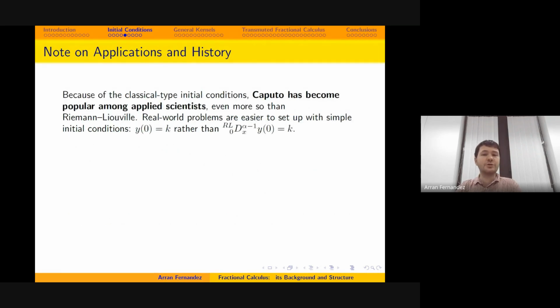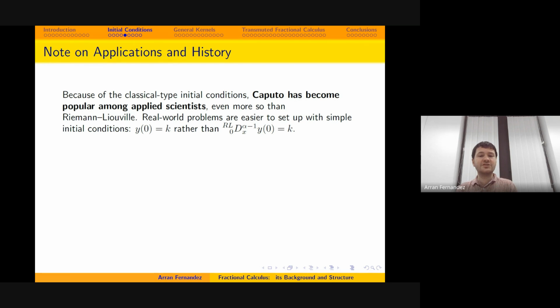Because of this, Caputo has become popular among applied scientists. I can even say that for applications, Caputo is perhaps more popular than Riemann-Liouville since the 1990s. The name Caputo is from an Italian physicist, not a mathematician. He wrote this paper in the 1960s. He's still alive, but the proposal of his definition came, I think, in a 1967 paper.